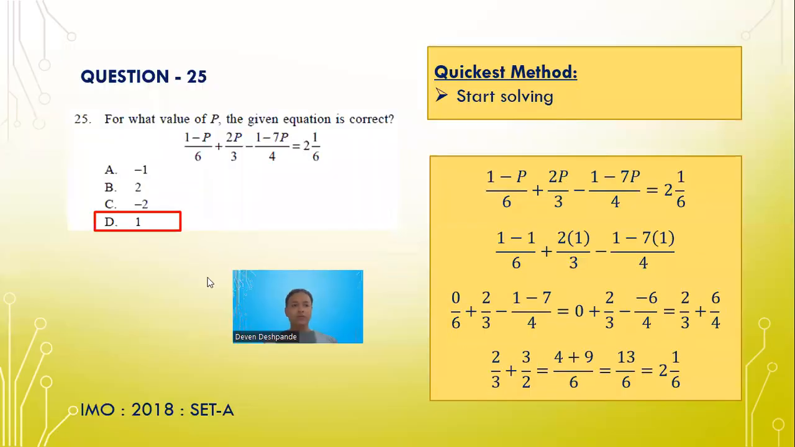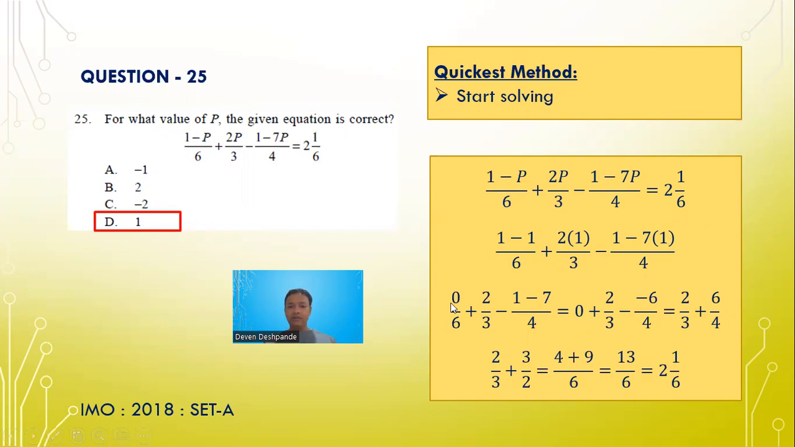Okay, start solving from the bottom. So let's say the value of P is 1. So 1 minus P upon 6 plus 2P upon 3 minus 1 minus 7P upon 4 is 2 integer 1 upon 6. So let's take P, the value of P as 1. So 1 minus 1 upon 6 plus 2 into P. So 2 into 1 upon 3 minus 1 minus 7 into P. P is 1, 7 upon 4.